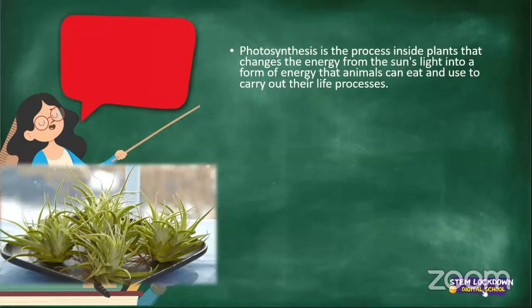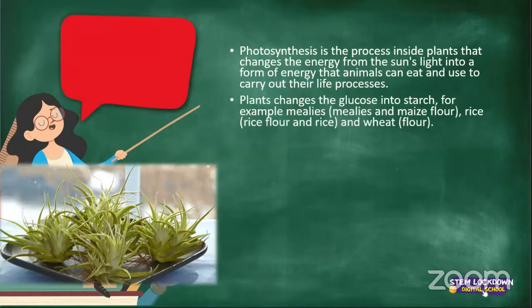Awesome. Of course, feeding, which is also known as nutrition. Well done. I'm glad that you know the 7 life processes, and if you did not, now you do. Plants change the glucose into starch. For example, mealies and maize flour, rice and rice flour, and wheat into flour.